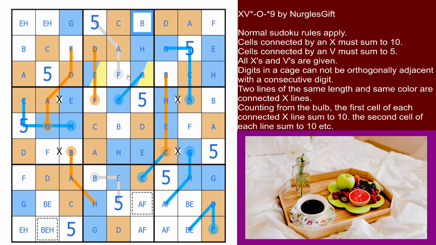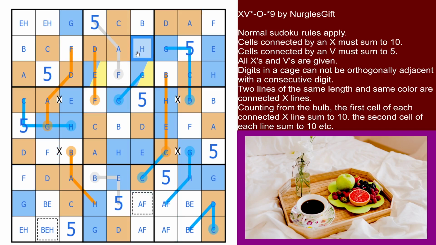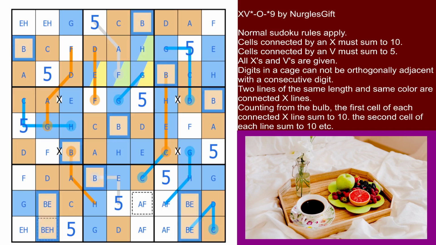Now B and F. Now we know one of B and F has to be low. Which one? B and F are partners, right? Here only we can say F has to be low, because B is near to H. So H has to be low, and F and H are partners. So let that be green. So B is high and F is low.